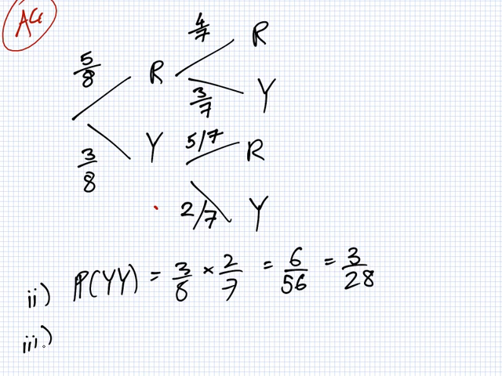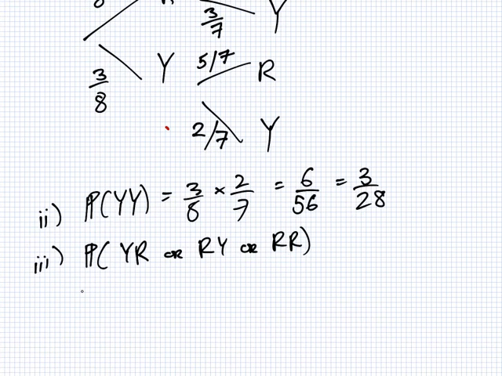Now, find the probability that at least 1 bead is red. So probability of at least 1 red. So that means not yellow, it could be yellow red, or red yellow, or red red. But that's 3 things to calculate.